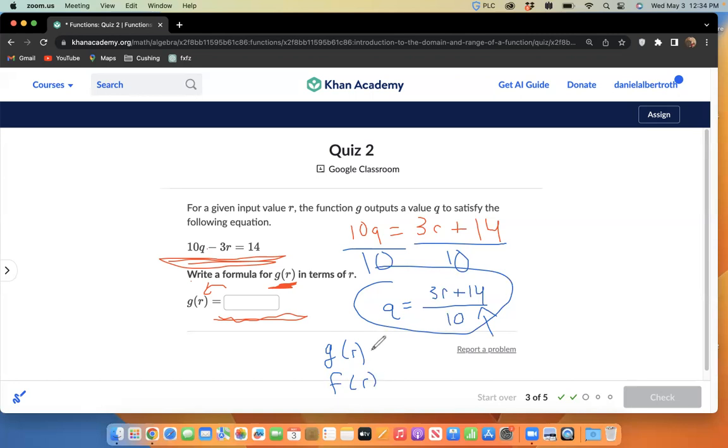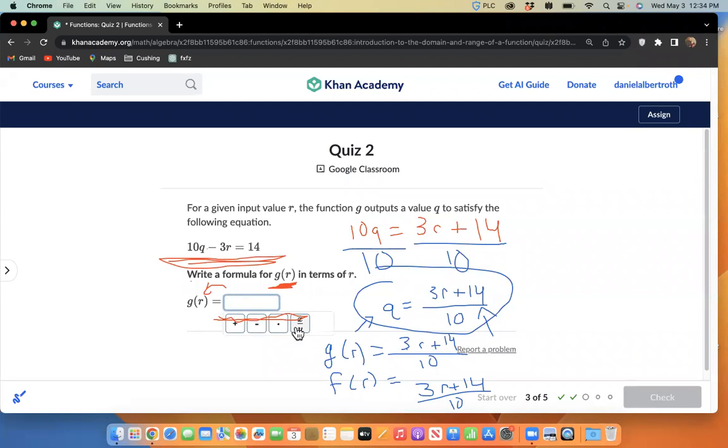Typically you'll see F, but it also could have been G. So this is the output of the function, which is Q. The output is Q. The input is going to be 3R plus 14 over 10. And I could have done this with G of R, or I could have written it with F of R. It makes literally no difference. The only difference is here in the question, they use the letter G. So you might be confused if you're only used to using F.